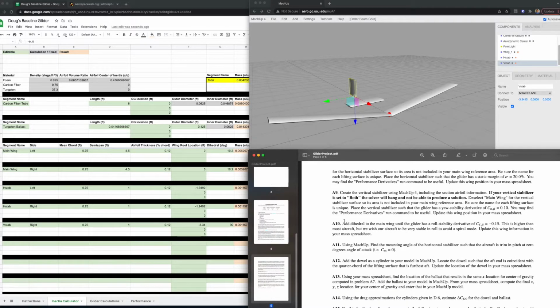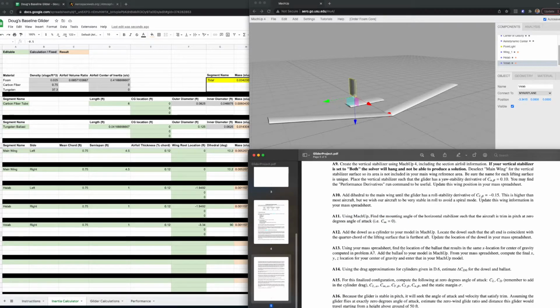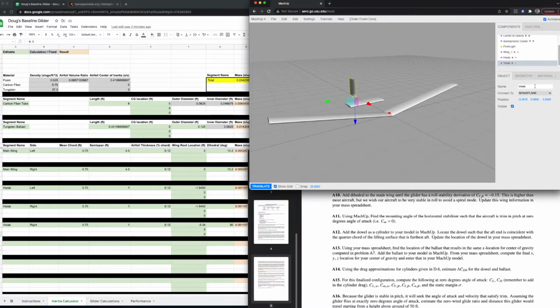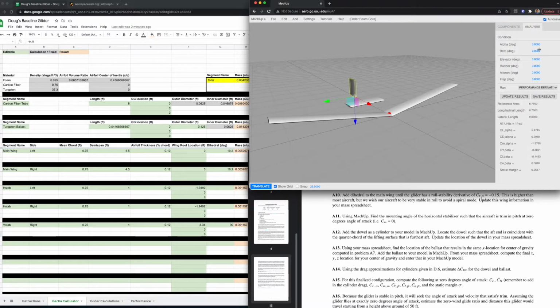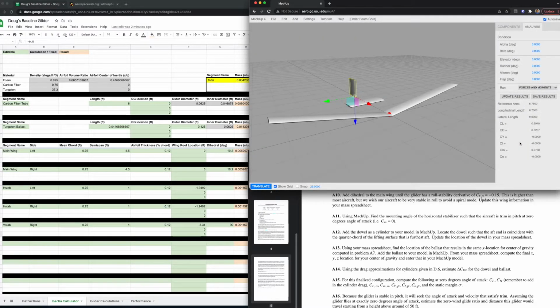All right, so now we're on to A11. Using mockup, find the mounting angle of the horizontal stabilizer such that the aircraft is trim in pitch at 0 degrees angle of attack. Okay, so we want to find the mounting angle of the horizontal stabilizer. So let's come back over here to our analysis and say we're at 0 degrees angle of attack. Let's just run forces and moments and update results, and we can see that we're getting a lift coefficient of 0.59. Well, we really wanted 0.62, right?